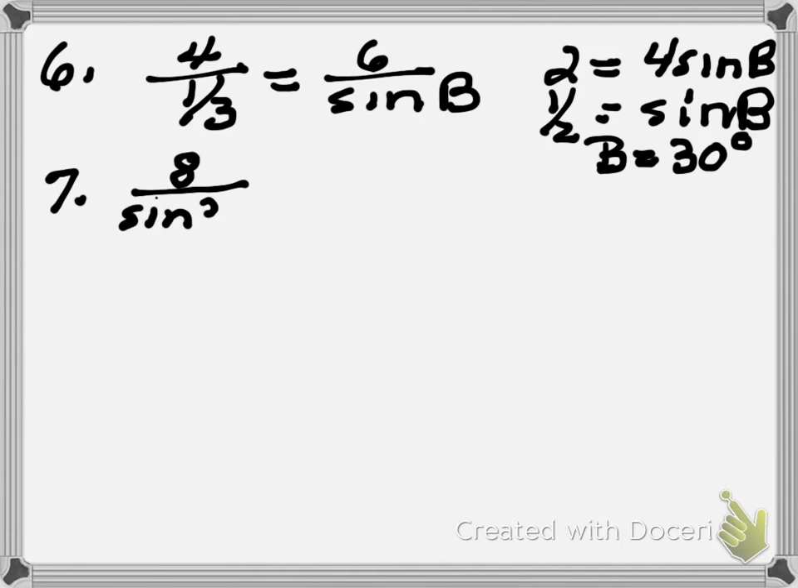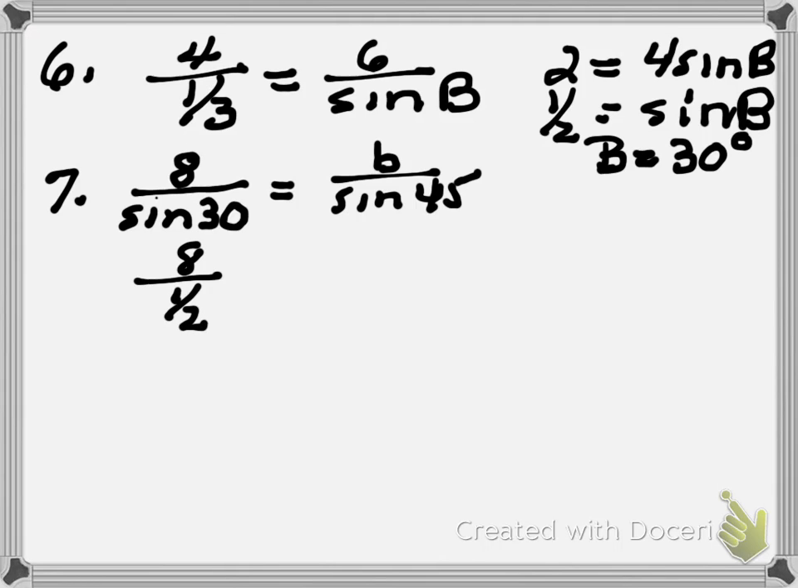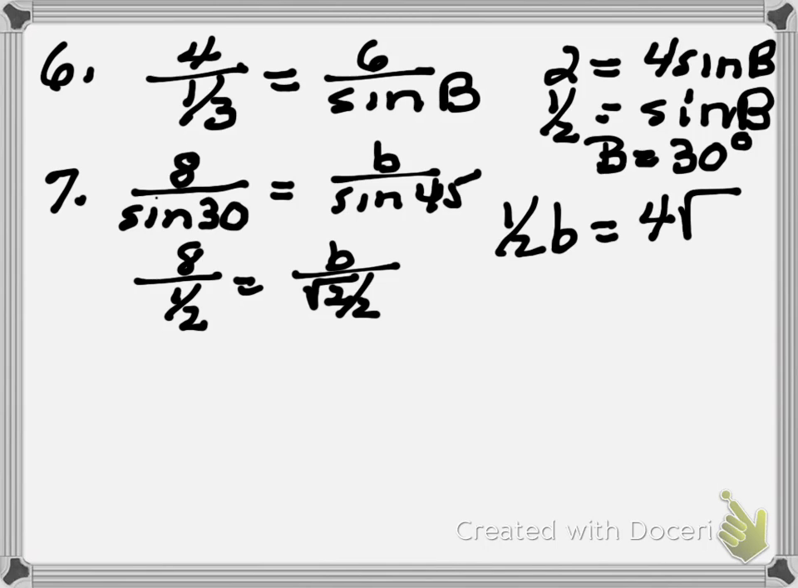So A over the sine of 30 equals, and then it's B over the sine of B, the sine of 45. So I have 8 over 1/2 equals B over, what's the sine of 45? Radical 2 over 2. So 1/2 B is equal to 4 square root of 2. So that means B is equal to 8 square root of 2.